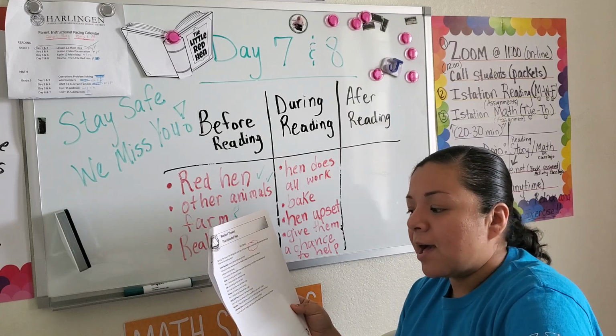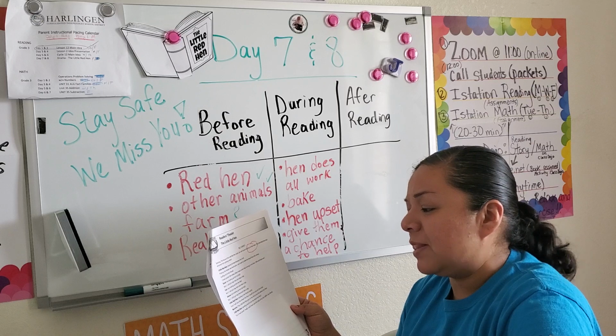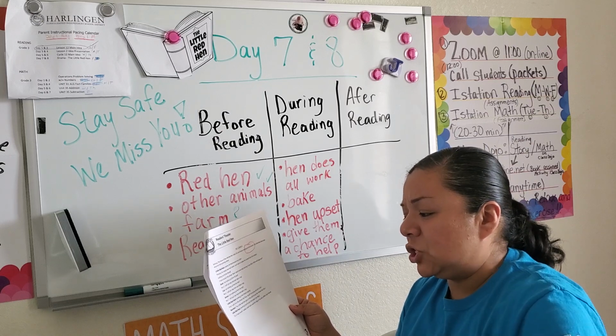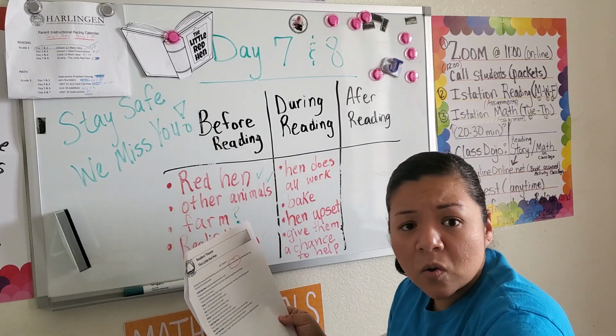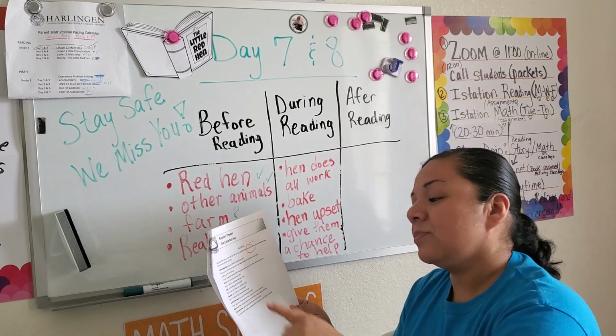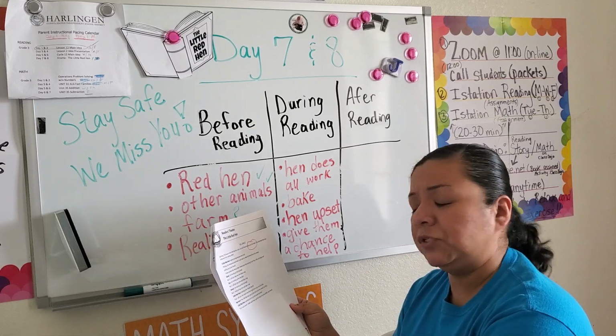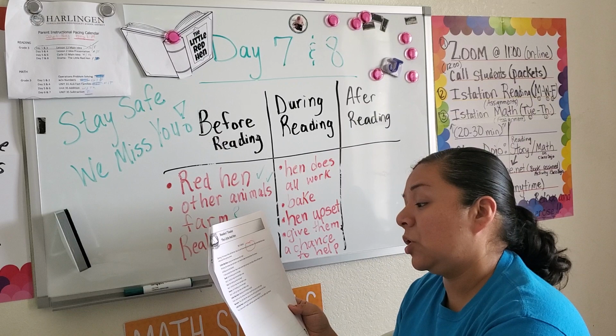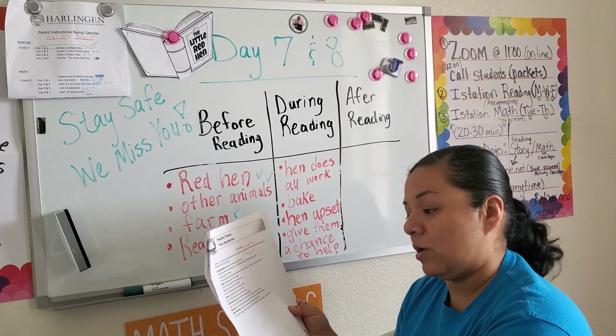Fine, I will turn the wheat into flour myself, since you are all so lazy. Narrator: The Little Red Hen goes to the mill to turn her wheat into flour.